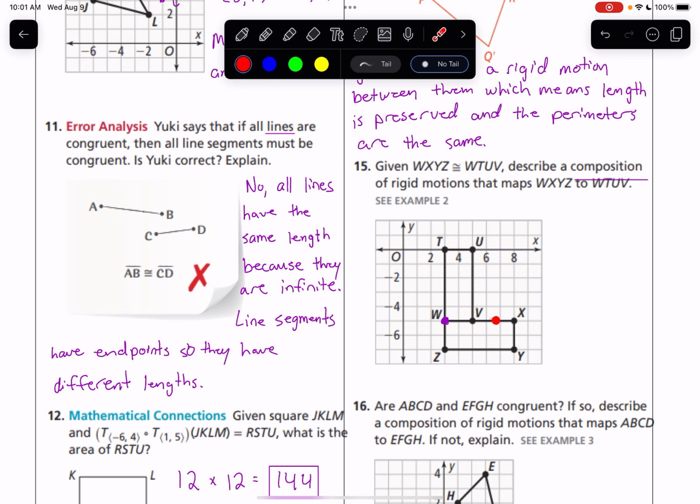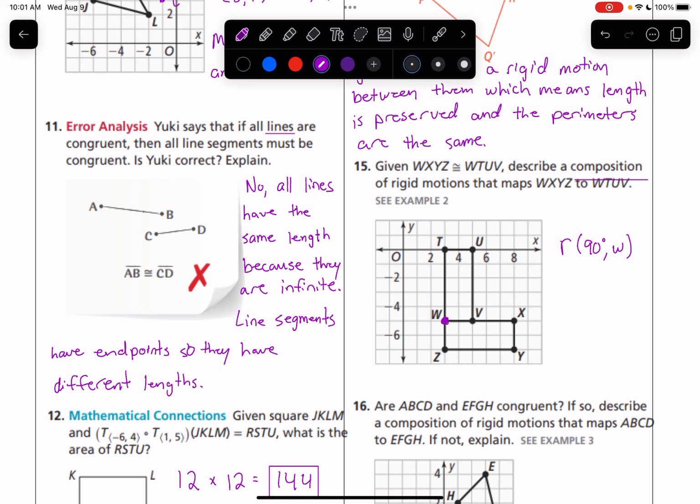And then this entire line would come up and be on this line, so they would match up. So what I would write is this would be a rotation, lowercase r, and it's a rotation of 90 degrees in a counterclockwise direction, which of course is a positive direction. So rotation of 90 degrees around the center of rotation, which is point W here.